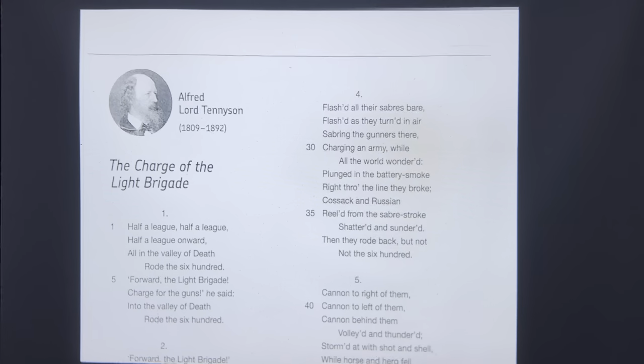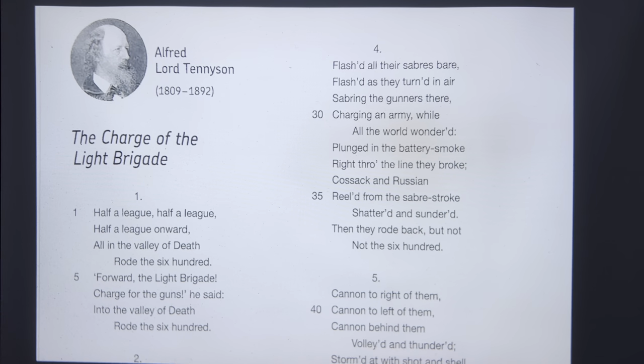Now, when it comes to this particular poem, guys, straight off the bat, I would like you all to talk about how this poem is an epic poem, because it is definitely about an event. It's probably the easiest poem when it comes to, is it about an event? And what event is this about, guys? This is about the charging of the Light Brigade. It is about a war. It is about a battle.